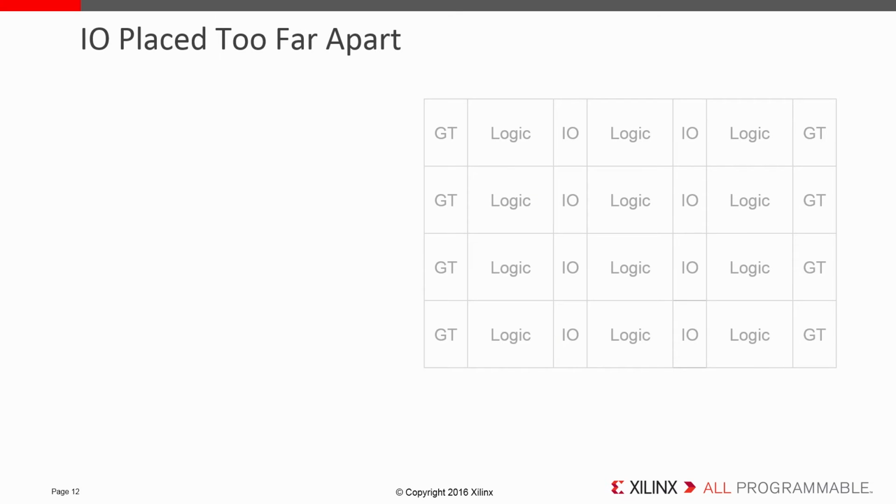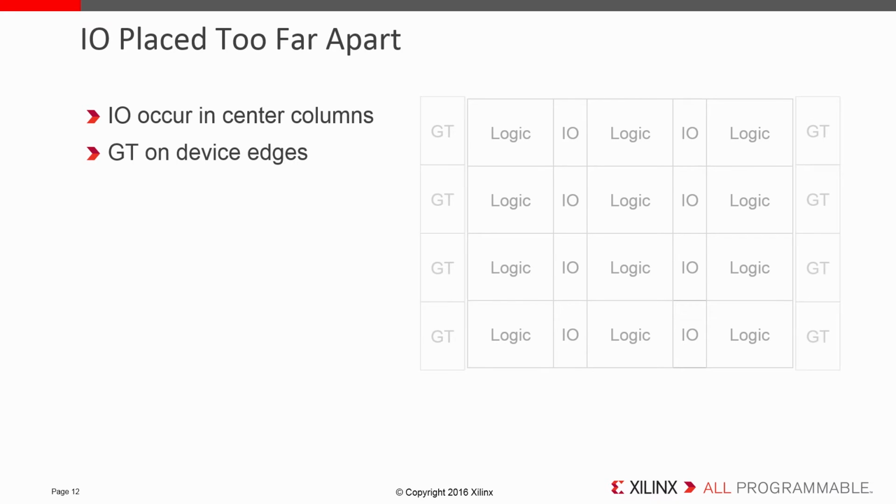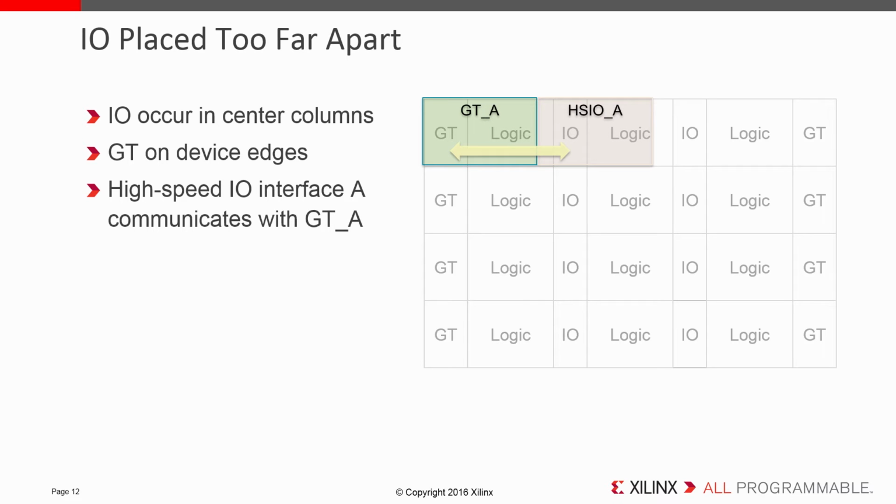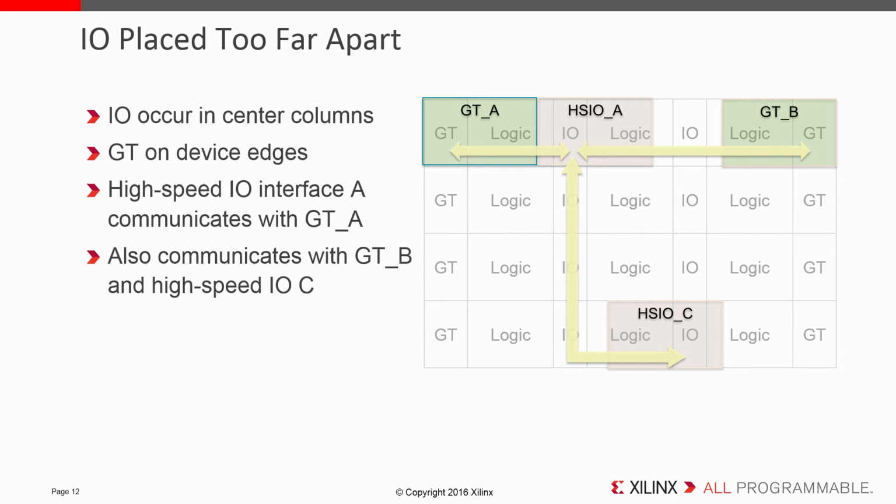One example of suboptimal I/O assignments is when related I/O are placed too far apart. To illustrate, let's use a hypothetical device based on recent architectures, with I/O columns in the center, surrounded by logic regions and gigabit transceivers which also have dedicated I/O along the edge. Say there is a high-speed I/O interface block A, could be a memory interface IP for example, located as such, and it communicates with the transceiver block A, which is placed nearby in the same row. But it also communicates with GTB and high-speed block C, which are located relatively far due to their I/O assignments.